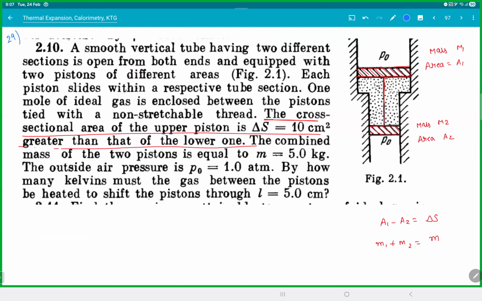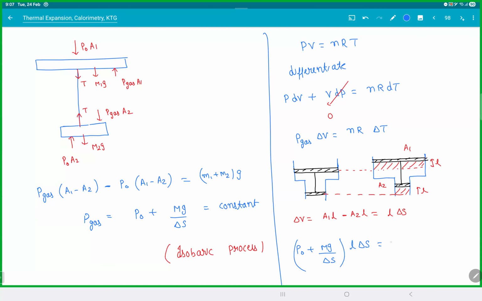Number of moles are given. 1 mole of gas is given. And the area value you know, and the temperature you know. So solve this, you'll get the temperature. I will leave the solving to you.